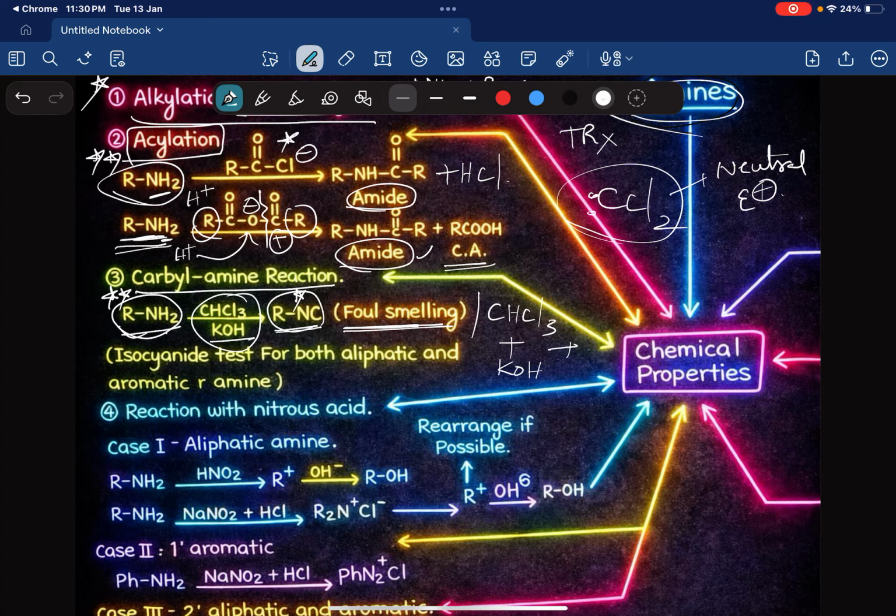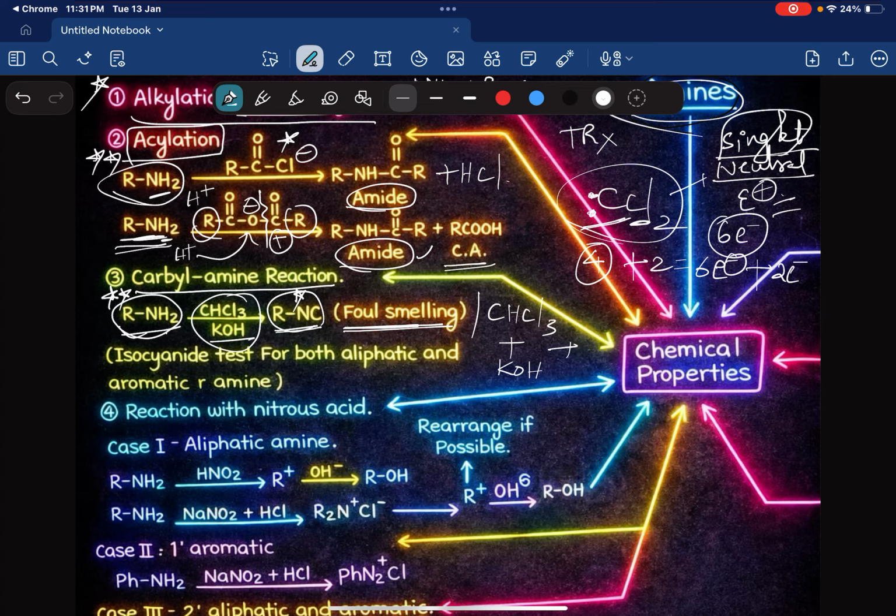Due to the presence of 6 electrons in its outermost shell, it acts as a neutral electrophile. So how many electrons in total? Carbon has 4 electrons including this lone pair, and 2 electrons from chlorine, together 6 electrons. So it is ready to accept 2 more electrons to get octet configuration. That's why it is an electrophile. Since there is no positive or negative charge on this, it is called a neutral electrophile. Anyhow, singlet dichlorocarbene is the intermediate in this process.